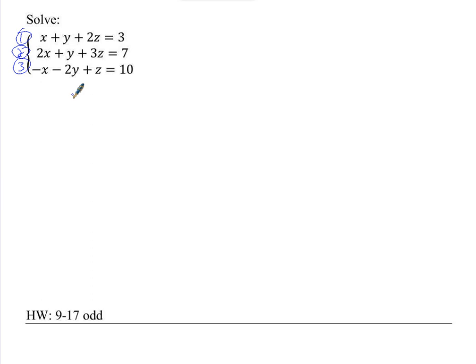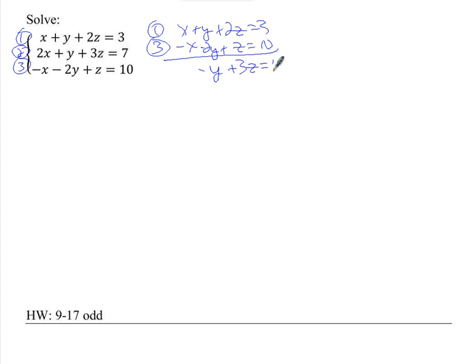1 and 3 would be the easiest because we have opposites already. So I'll pick 1 and 3. Again, do exactly how I'm doing this. x plus y plus 2z equals 3, and negative x minus 2y plus z equals 10. We have opposites already, so we're ready to add. Just draw the line and add. The x's disappear. We get negative 1y, or just negative y, plus 3z equals 13. And that is equation 4. That's right.